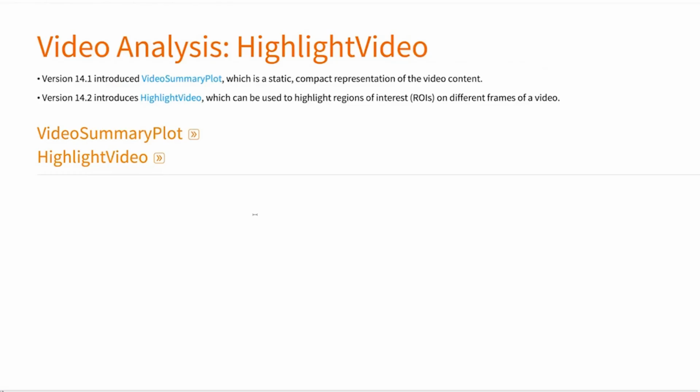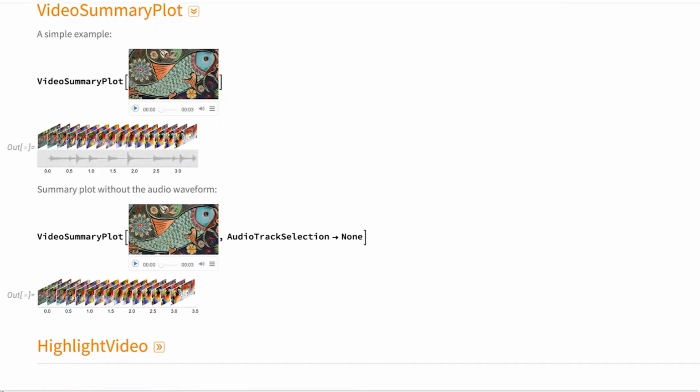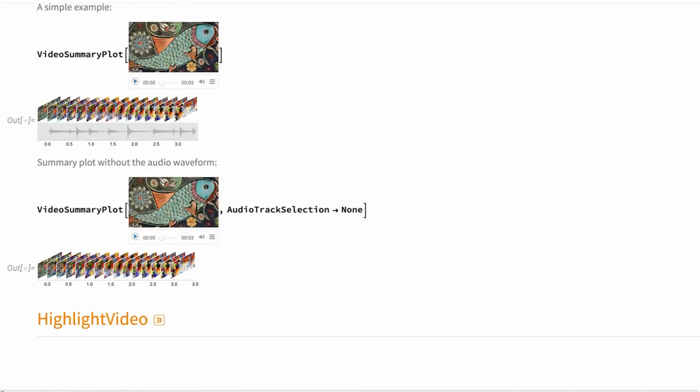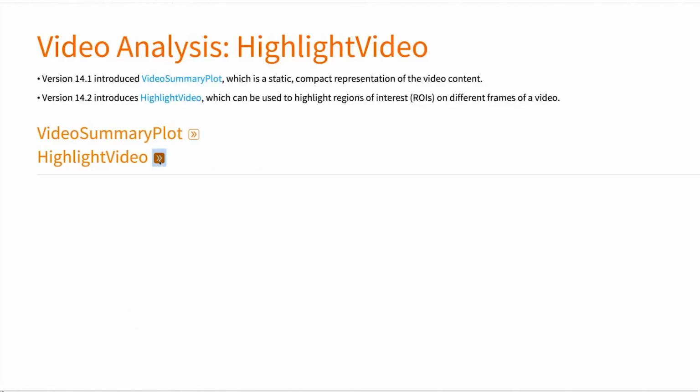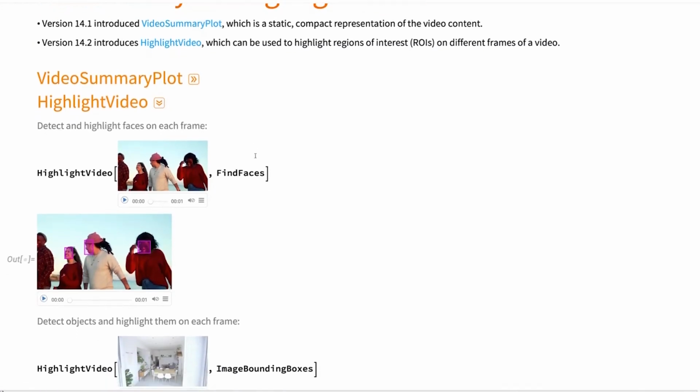New in version 14.2, video and image computation. In version 14.1, we introduced video summary plot, which is a static plot that shows basically a list of video frames with audio or without audio, whichever one is preferred. Version 14.2 is introducing highlight video, which is obviously a dynamic over time summary of what has happened.